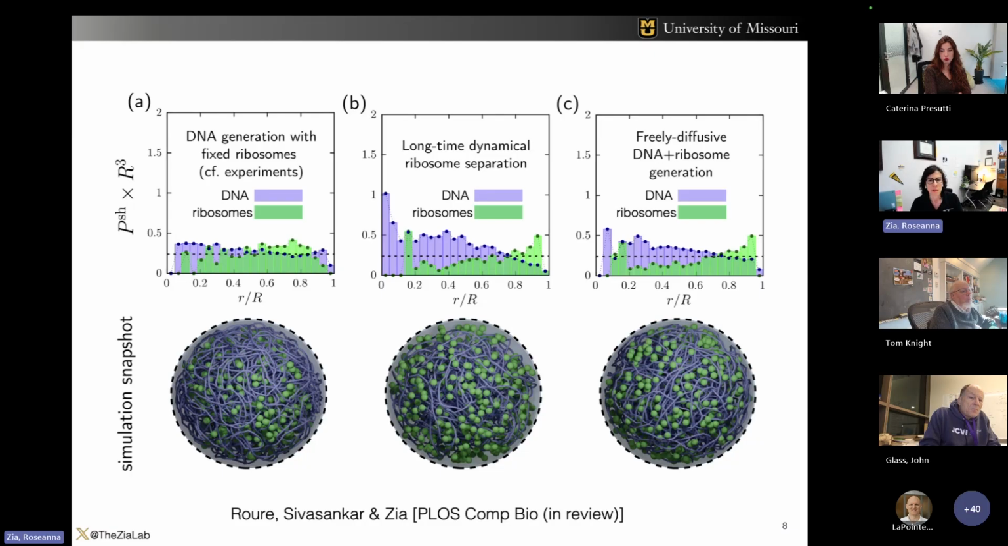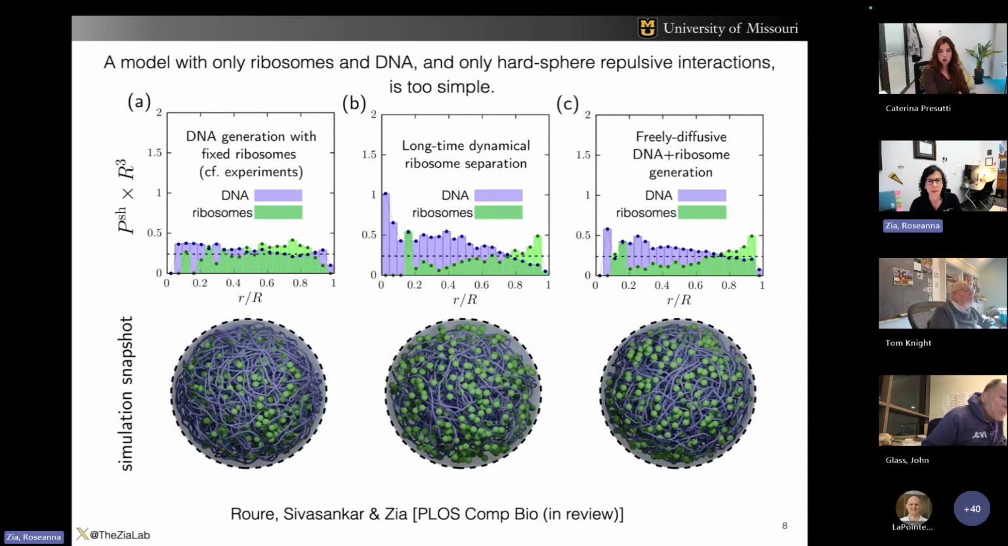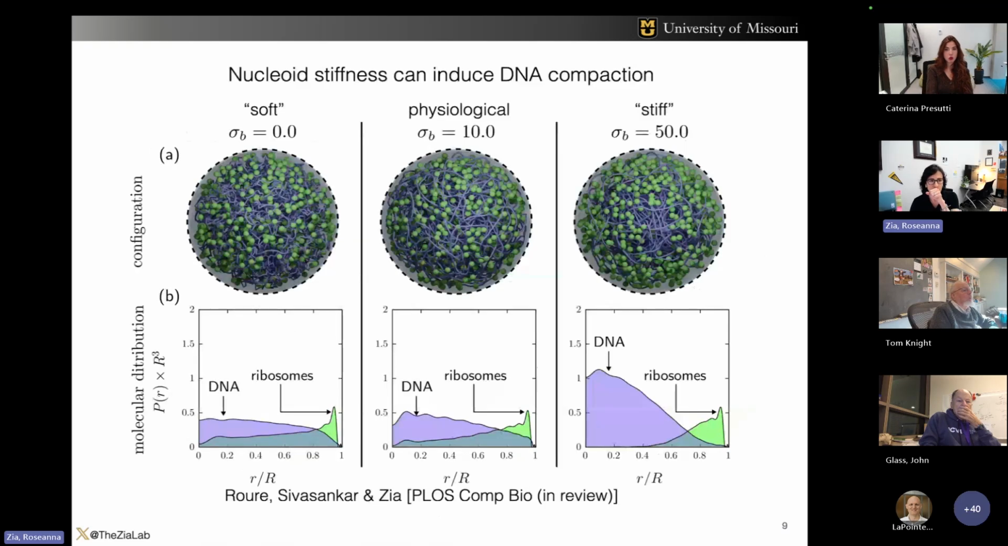So overall, in this very simple model with no charge and no crowders, ribosomes diffuse naturally out of the nucleoid and accumulate near the cell membrane, compacting the nucleoid by at least 15% by volume. And this is inconsistent with the experimental observations of near homogeneous ribosome distribution in Syn3A, suggesting that such a simple model with only ribosomes and DNA and only hard sphere repulsion is too simple. So we already know that Syn3A has a lot of protein crowders and an interesting charge distribution. So a baseline model should at least have those features, as well as effects of nucleoid-associated proteins.